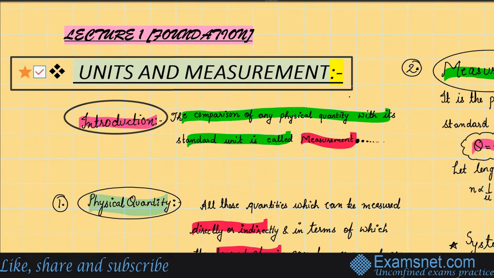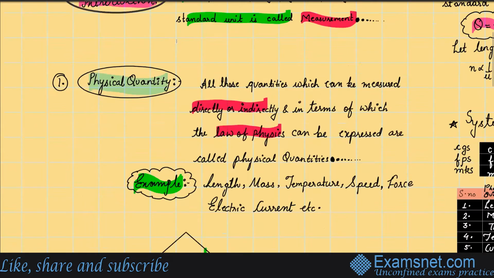Now, somebody would ask you what is a physical quantity and what is a standard unit. Standard units are the units which are already predefined in physics, right? So we'll be following certain units by which we'll be solving so many questions and concepts. So what are physical quantities? Those quantities which can be measured directly or indirectly, and in terms of which the laws of physics can be expressed, are called physical quantities.